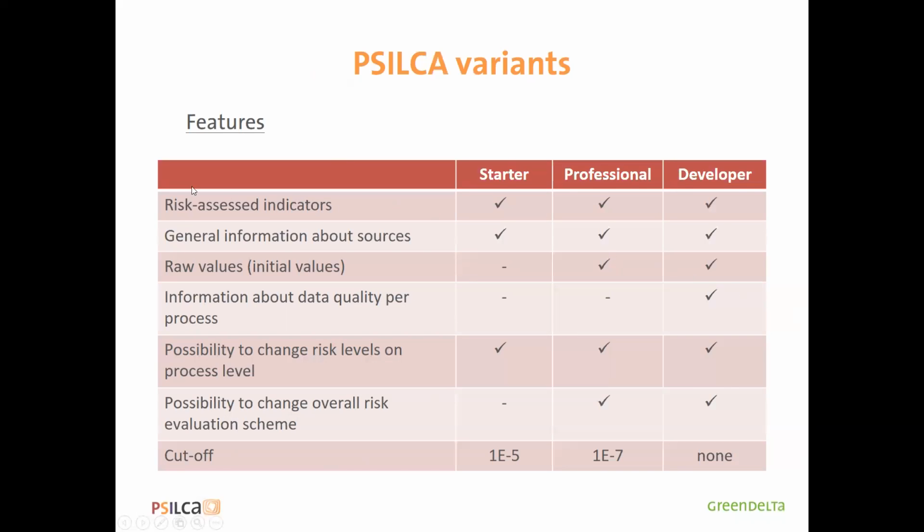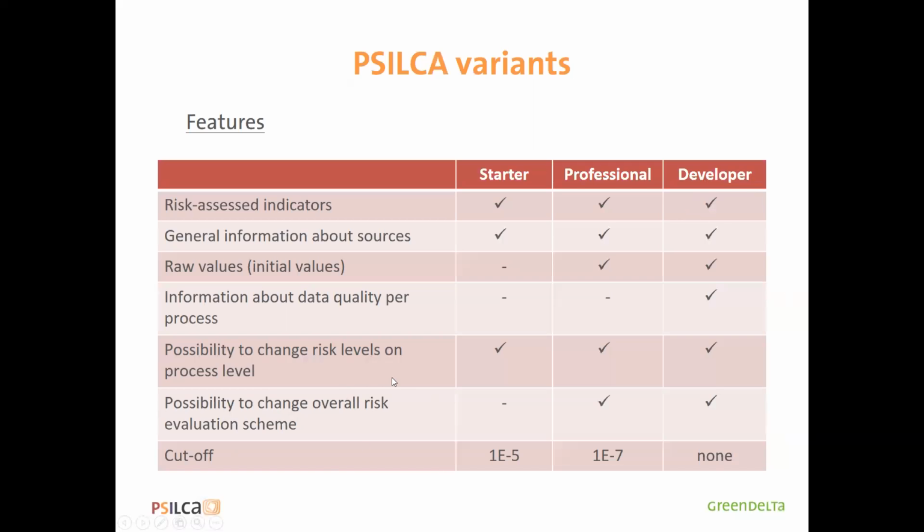For example, the risk assessed indicators, so the output flows and general information about sources and comments, are available in all the types. But for example, raw values are not available in the starter type, but in the professional and developer variant. And data quality is only available in the developer type. So also the calculation or the assessment of the impacts across the entire product system with data quality is only possible with the developer type.